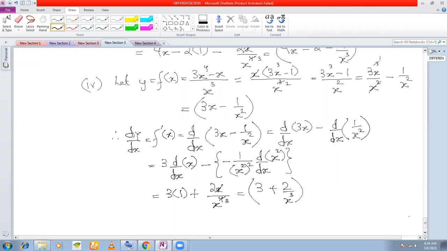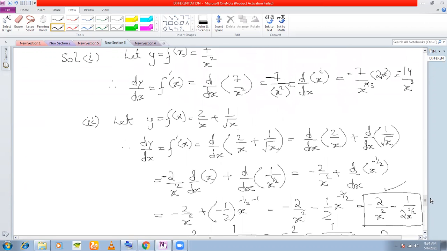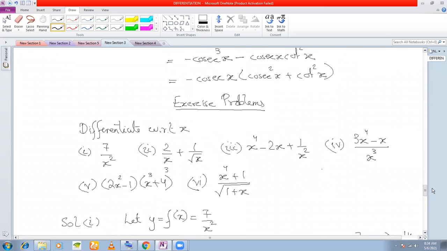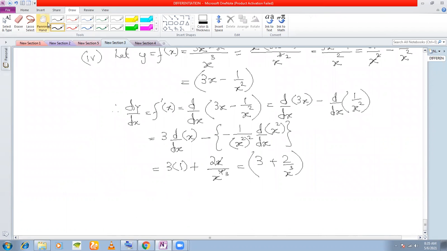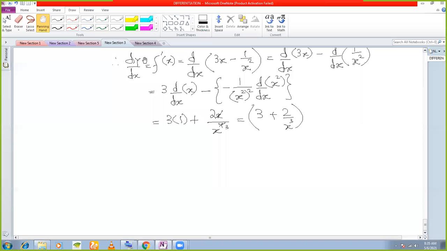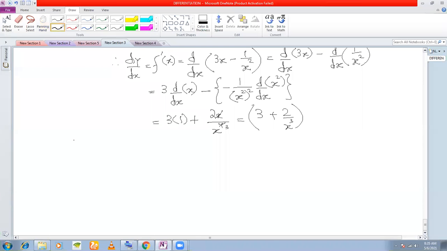Okay, and I think I have only one more problem left. One more. x to the power of 4 plus 1 by root 1 plus x. Fine. So number 5. Start by saying let y is equal to f(x) is equal to x to the power of 4 plus 1 divided by root 1 plus x.